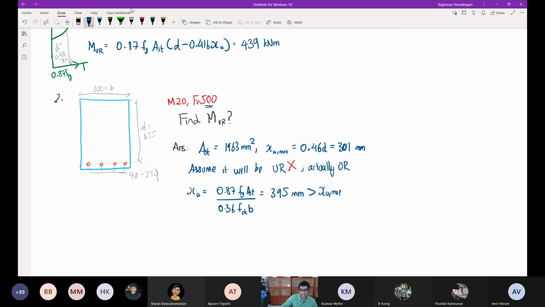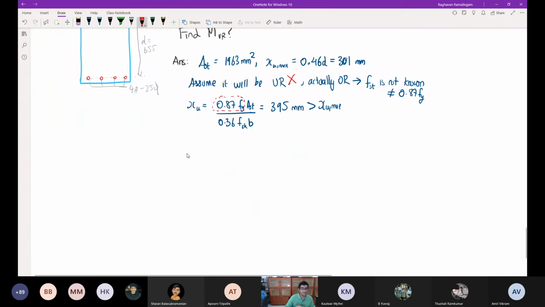It's not under reinforced, it is actually over reinforced, meaning that Fst is not equal to 0.87 Fy. So what you used here is actually not true, because it's over reinforced, steel has not yielded. Therefore the stress in steel is not 0.87 Fy. It is something else which you have to find. So now you have to use an iterative process.